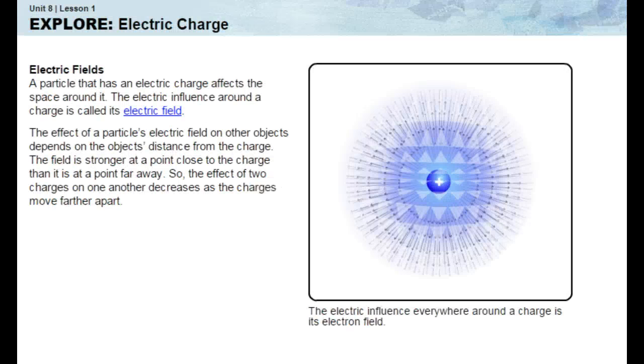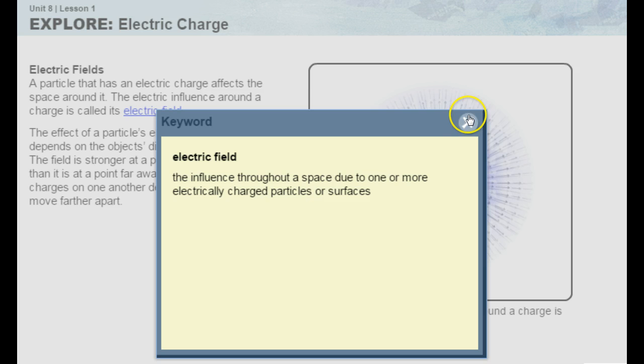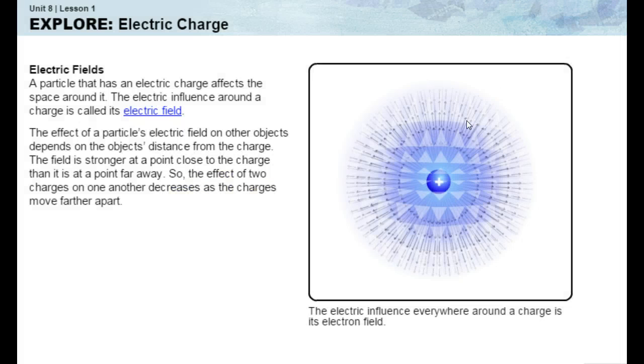A particle, now this is important. Electric fields, make sure you write this definition. A particle that has an electric charge affects the space around it. The electric influence around a charge is called its electric field. Stop the recording, write the definition.